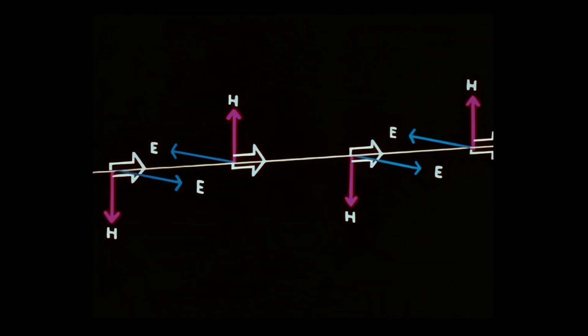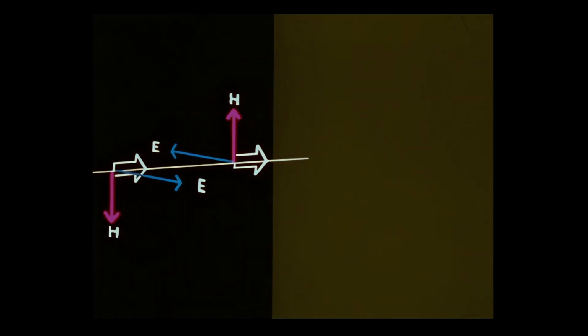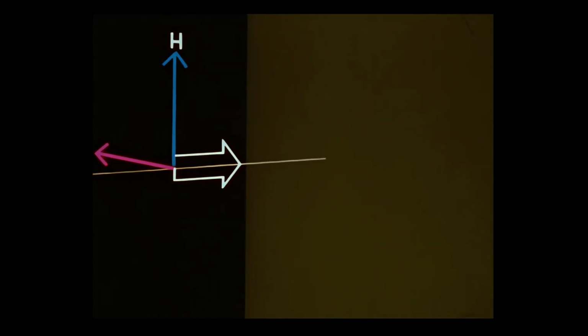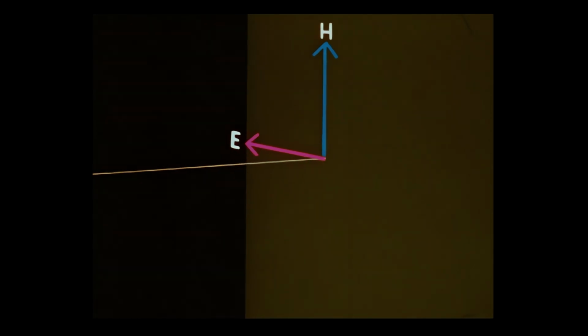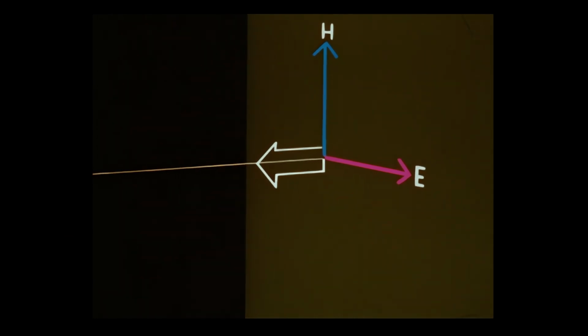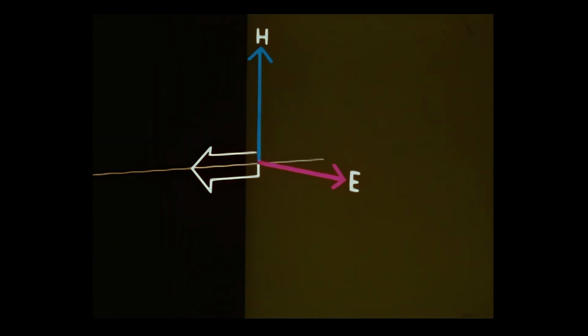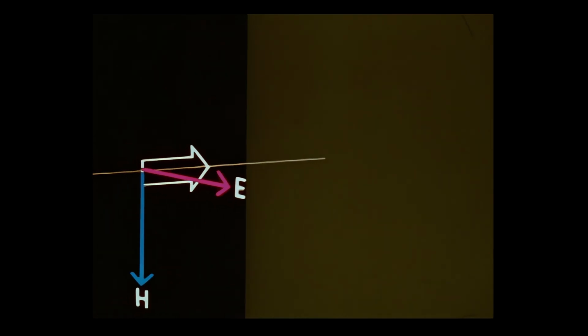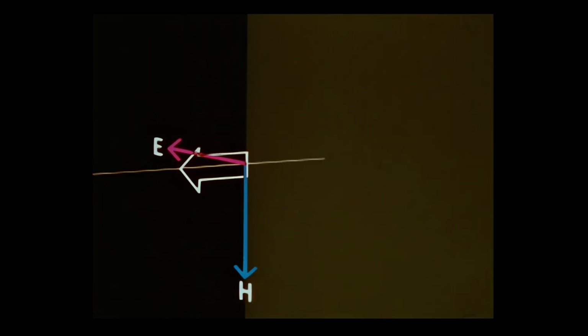Let us now consider what happens when the wave strikes a reflecting surface. We will consider only one pair of the peak vectors. As before, Poynting's rule gives the direction of propagation. On reaching the reflector, the E field is reversed, but the direction of the H field is unchanged. By Poynting's rule, the direction vector is therefore reversed. The same process occurs for each successive pair of vectors. The direction of propagation thus reverses when the wave strikes a plane surface.